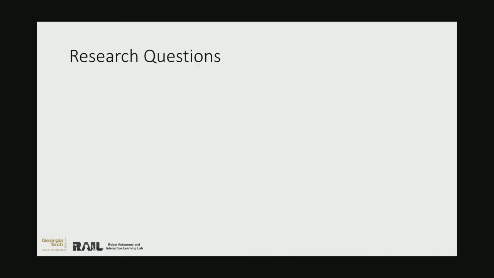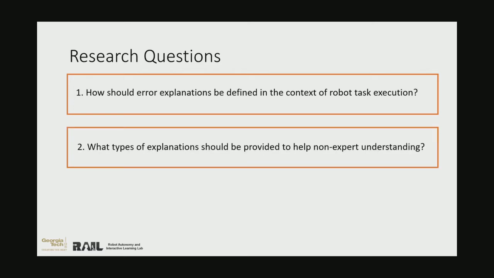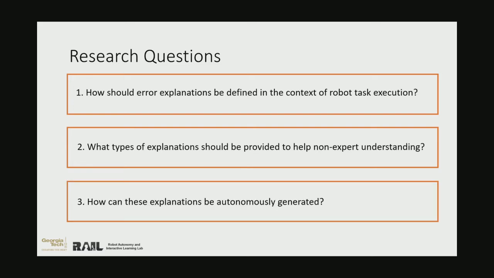To accomplish this goal, we answer the following research questions. How should error explanations be defined in the context of a robot task execution? What type of explanation should be provided to help non-expert understanding? And how can these explanations be autonomously generated?